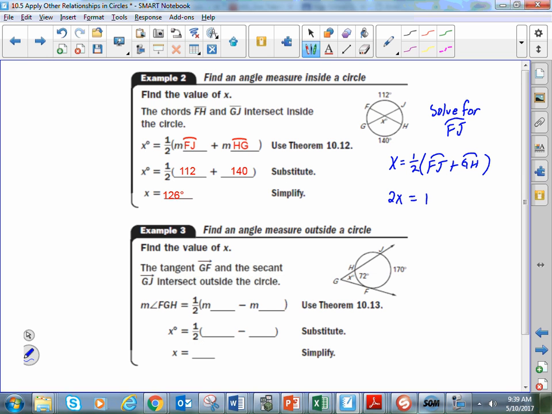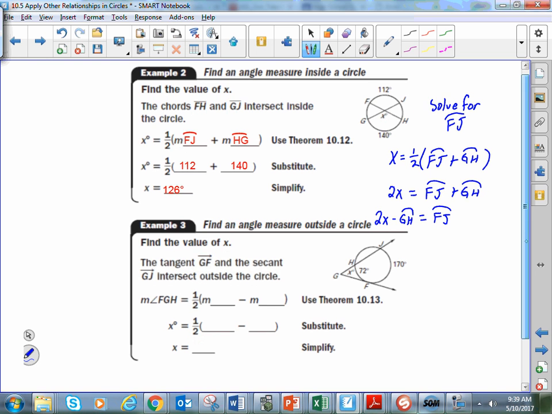So now I'm going to have 2x equals fj plus gh. And now you can see if I want to get fj by itself, I can subtract gh from both sides, so I would get 2 times whatever angle x is minus whatever arc gh is to be equal to fj. A lot of my students in class have been struggling algebraically if I don't ask them to just solve for x. So I want to demonstrate it and make sure you guys can do it too.